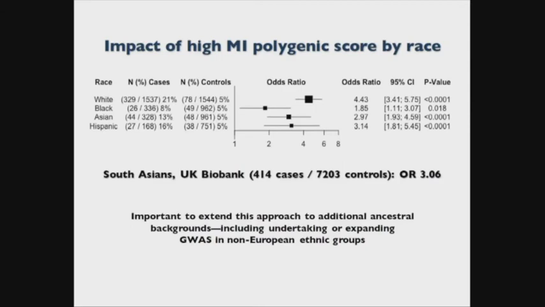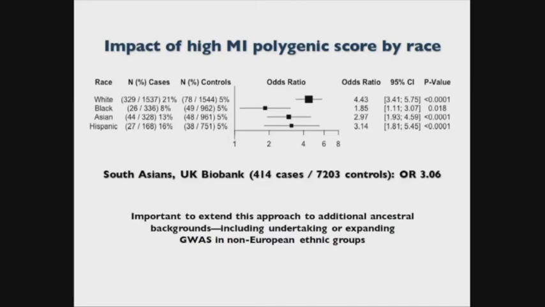So this is data now of that same score, the top 5% tail, and the hazard ratio in whites, blacks, Asians, Hispanics, and South Asians. And you can see here for whites, it performs the best. In this study, about 4-fold higher risk. And it does relate to risk of coronary disease in the other ethnicities, but the effect estimates are attenuated, largely dependent on how far away they are from Europe in terms of ancestry.